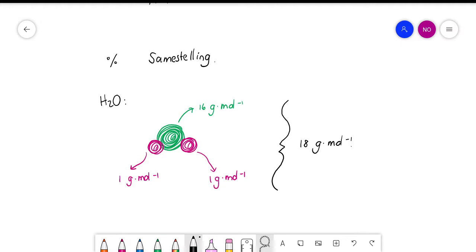Nie metale, né? Waterstof en suurstof is mos nie metale. So this is a molecule. The total mass or atomic mass or molar mass of that is 18. Hoe het ek dit gekry? Ek het gesê 16 plus 1 plus 1.